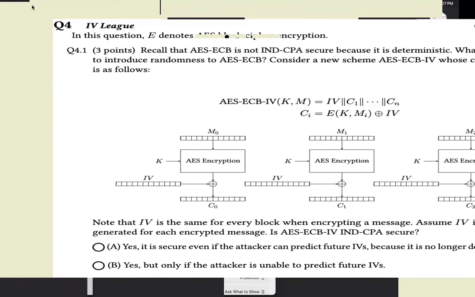Oh, yeah. Would it be B? Because if you know the IV, then it would still be deterministic. I can answer these. Yeah, I'm thinking the same thing. Oh, I see.